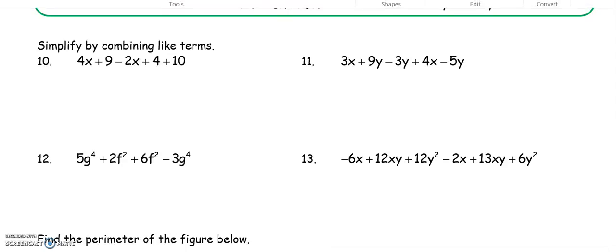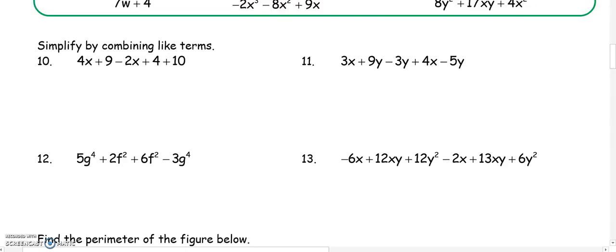So first I'm going to start with my highest exponent or variable. There's no exponents, but I do have a variable of x. So those are going to combine together. 4x minus 2x is 2x. And then I'm going to combine my constants. 9 plus 4 plus 10. So 9 plus 4 is 13, plus 10 is 23. Now notice that x and a number are not like terms, so we're going to stop here.